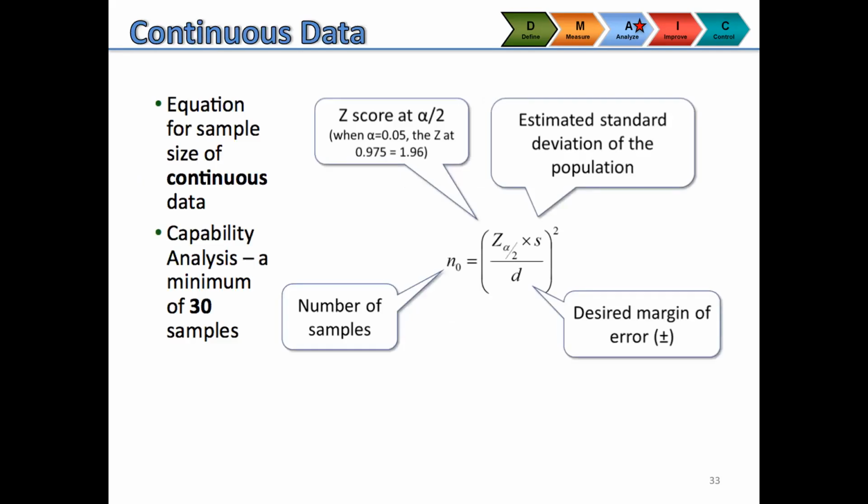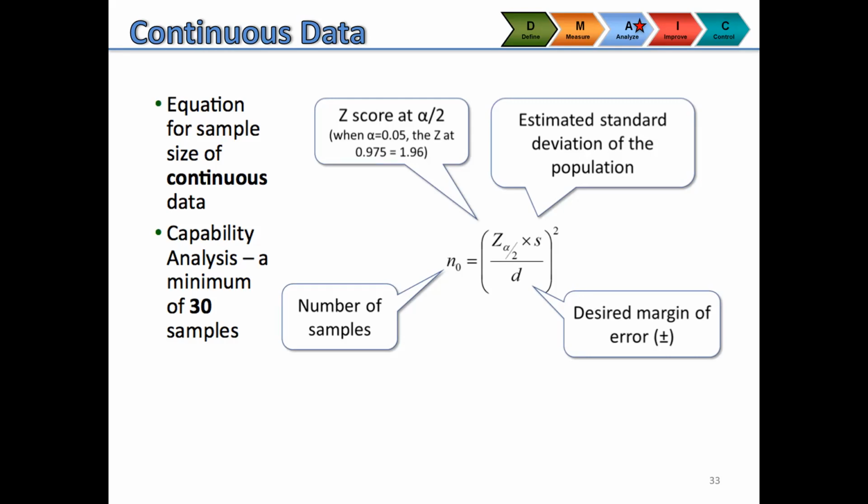The equation for the sample size of continuous data. So the number of samples is going to be equal to the z-score, or how much a given value differs from the standard deviation. We did that. Remember the z-score? We did that when we were doing my weight. The estimated standard deviation of the population divided by the desired margin of error.